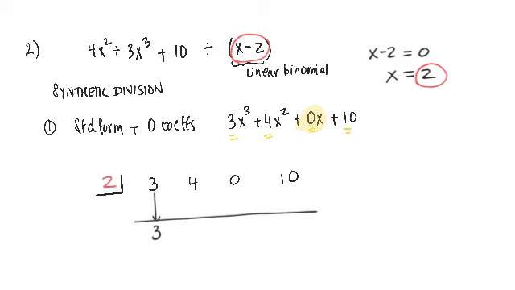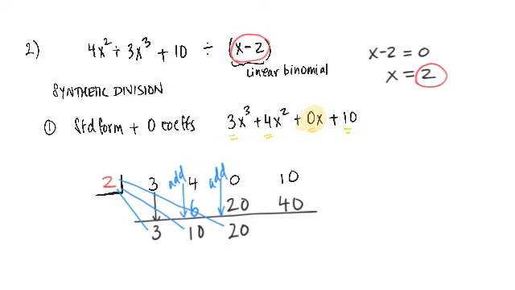And the way it works is we multiply the 2 by the 3, and we get 6. And now we're going to add 6 and 4 to get 10. And then I'm going to multiply again, 2 times 10 to get 20. And I will add now to get 20 again, and then I multiply again, and I get 40, and I add to get 50. And that's the procedure.